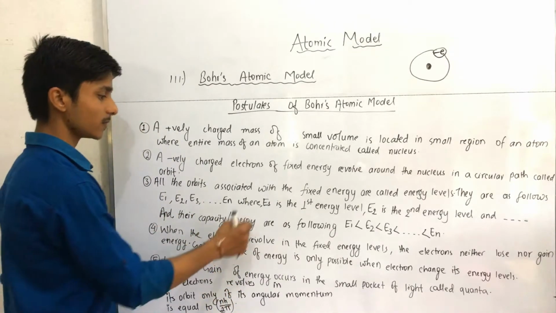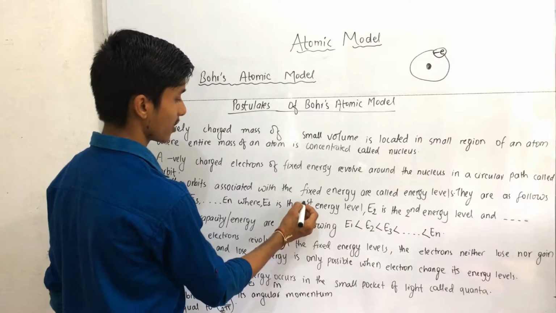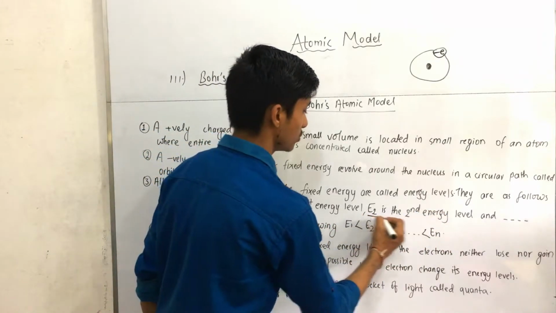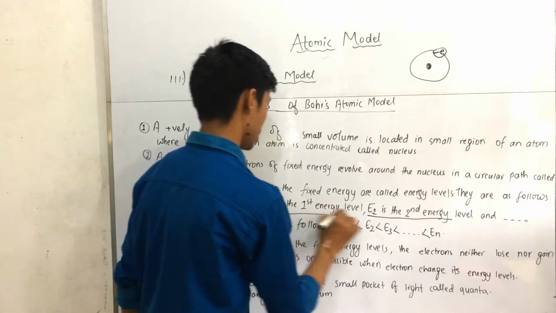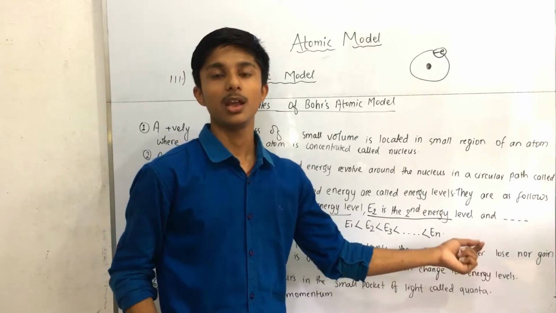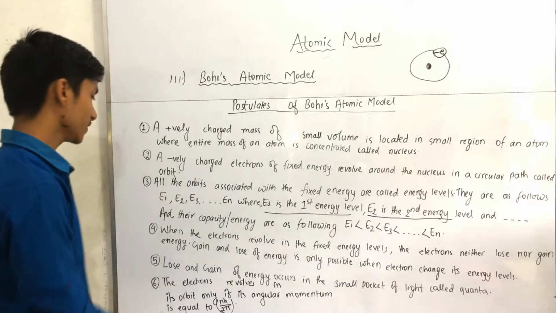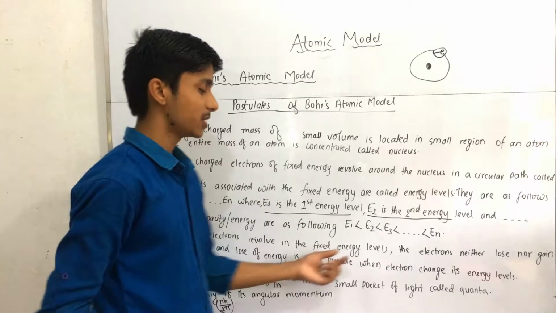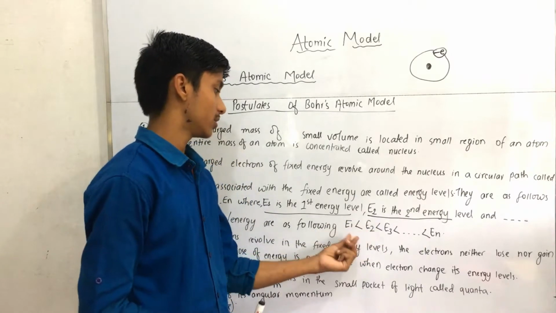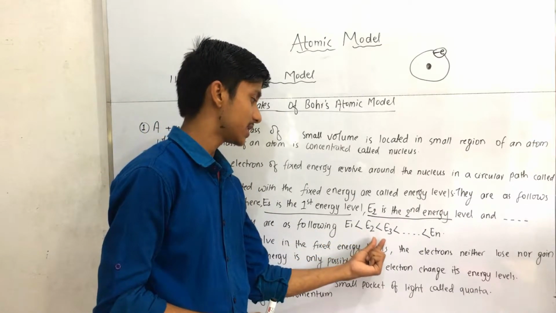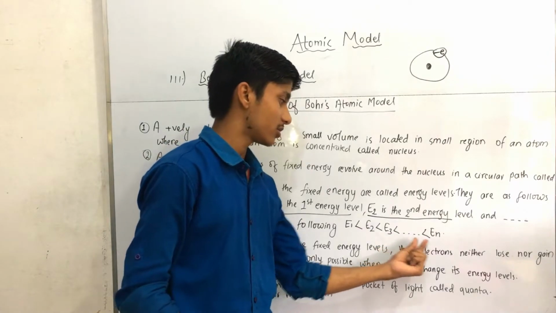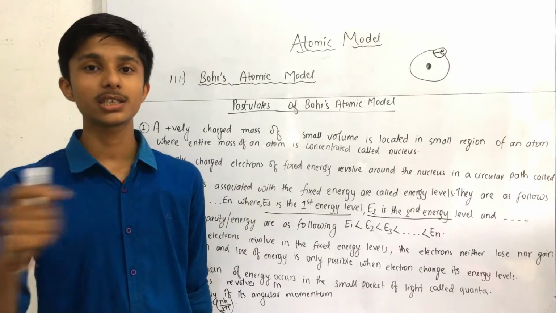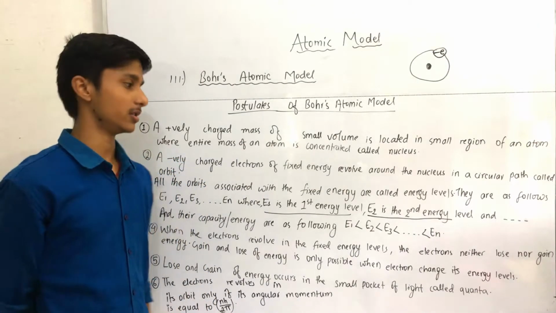up to En, where E1 is the first energy level, E2 is the second energy level, and so on. Their energy is in this order: E1 is less than E2, which is less than E3, and so on up to En. En is the energy level having the greatest energy, that is, more energy.